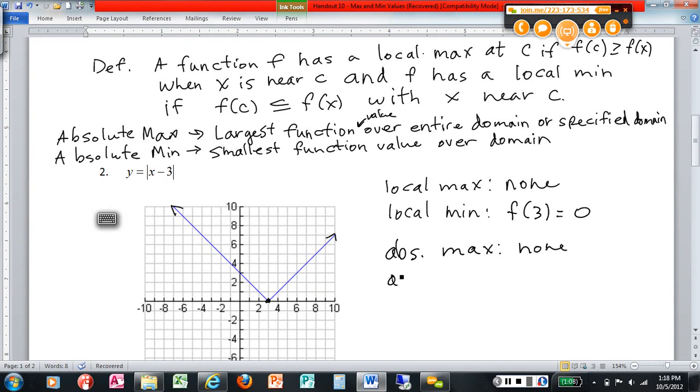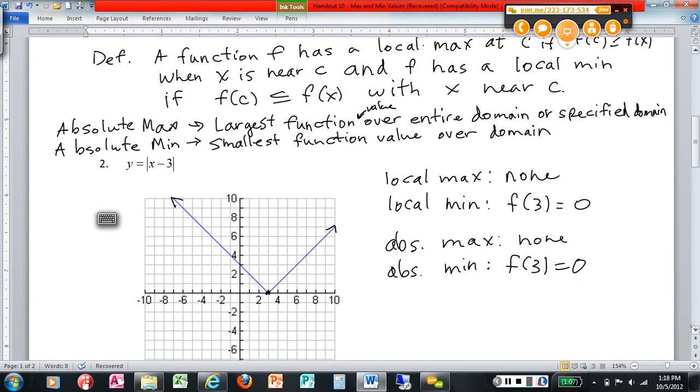Is our local min also an absolute min? I do believe so. The absolute min is for the entire domain, and yeah, that's the lowest point on the graph, f of 3 equals 0. One of the reasons I do that one is because this is a little bit different because it's a corner. And we'll speak to that more in just a second. But local maximums and local minimums can also be corners. They don't have to be rounded off sort of things. Okay. All right.